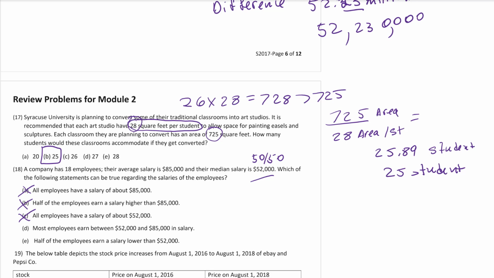Most employees earn between 52 and 85. Why most? I mean, we know half earn more than 52, not most. And why does it stop at 85? Again, no justification for that. And that leaves us with the right answer, last answer, which is right answer, half of the employees earn a salary lower than 52,000. Exactly. About half. I should say about half, because the median is a true center of the data.